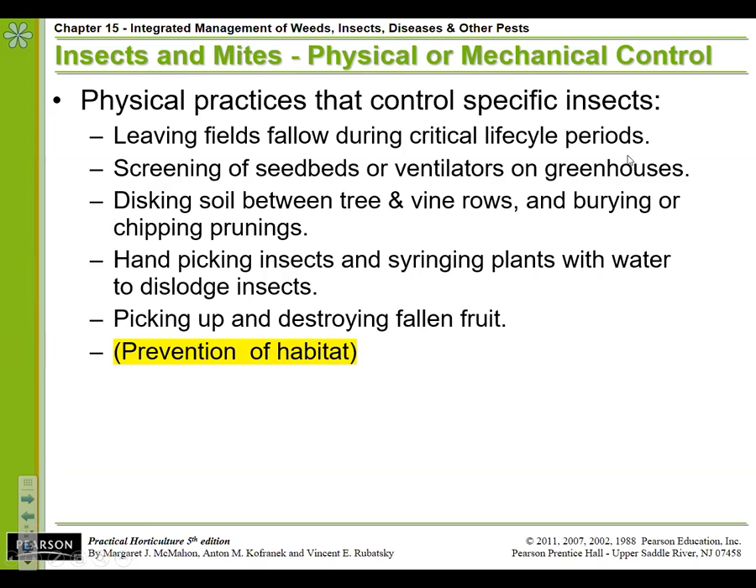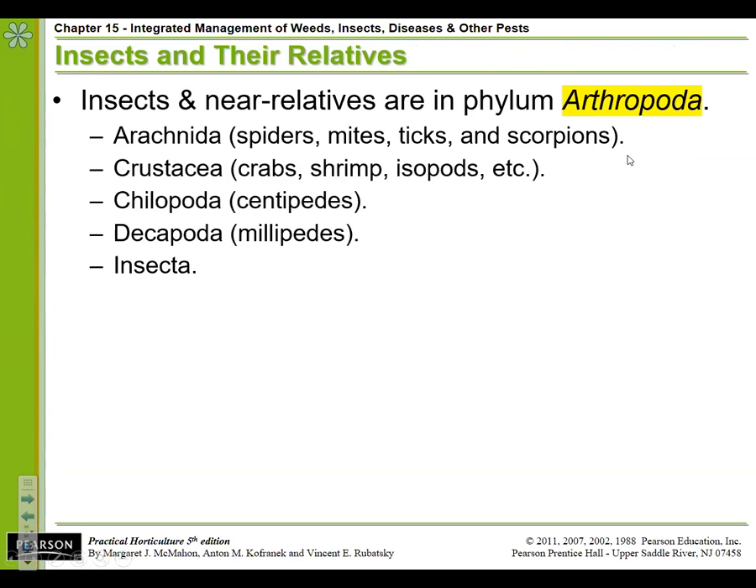Basically, almost all this is just looking at prevention of the habitat. If we prevent them from occurring in the beginning, then hey, prevention is worth a pound of cure, right? Now it's a prevention.